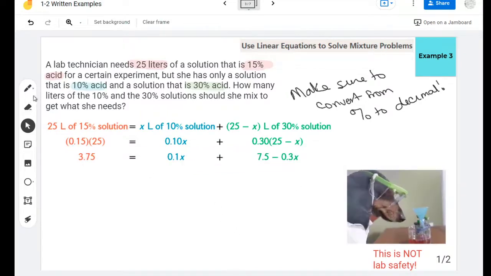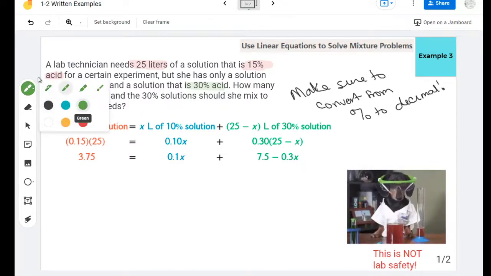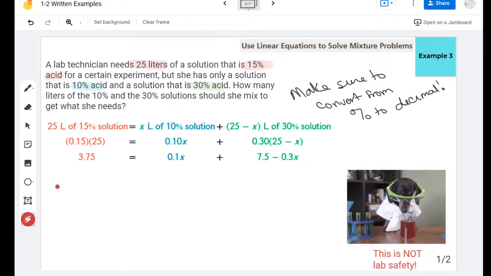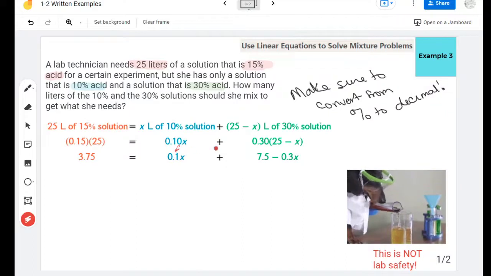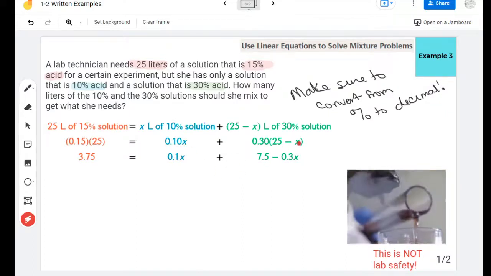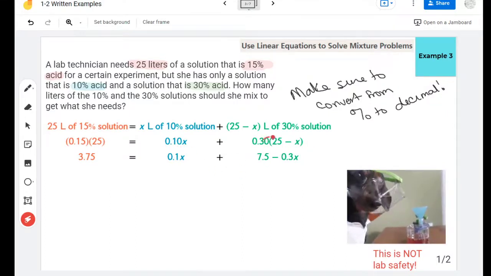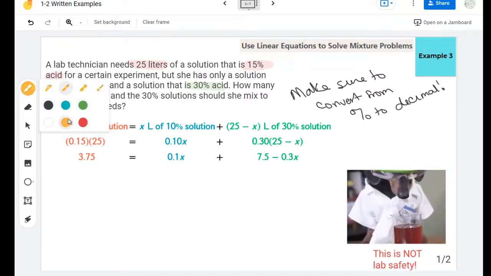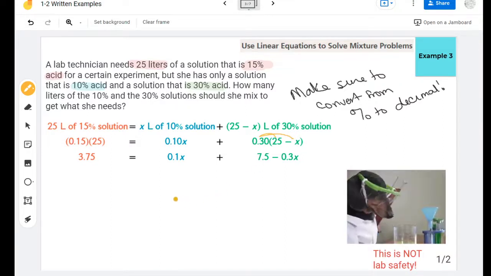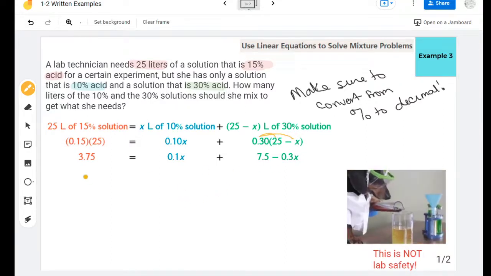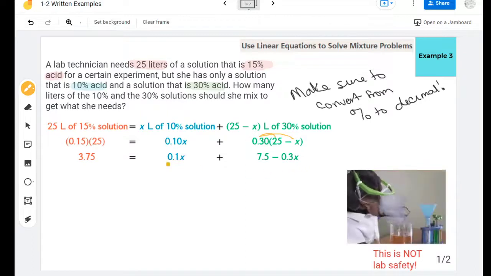So our next step that they're doing in this is they are actually multiplying them together. So 0.15 times 25 is 3.75. Here they just dropped a 0. I don't really know why, but okay. And then here they used the distributive property in order to get rid of these parentheses. Now, are we done with this question? No, but let's continue.